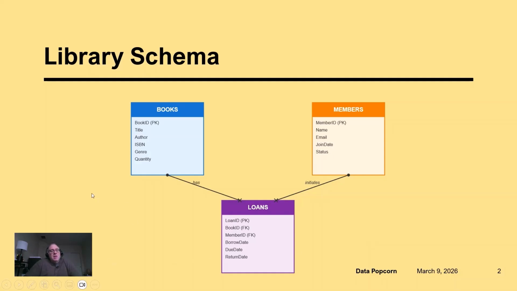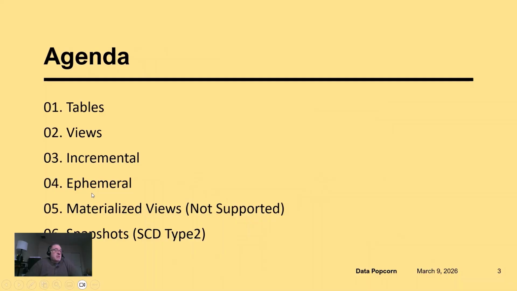Agenda. Things that you can materialize are tables, views, incremental tables, and ephemeral tables. Ephemeral tables are placeholders. Materialized views: platforms such as Snowflake support them. The SQL Server adapter does not support them. And last but not least, we're going to talk about snapshots, which are slowly changing dimensions type 2. Let's get into the demo.